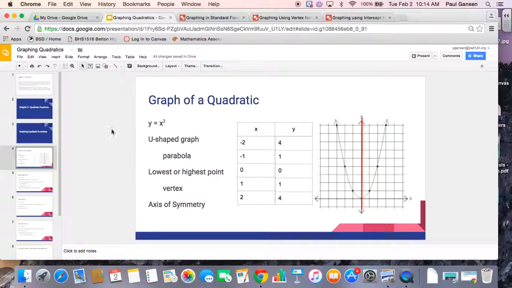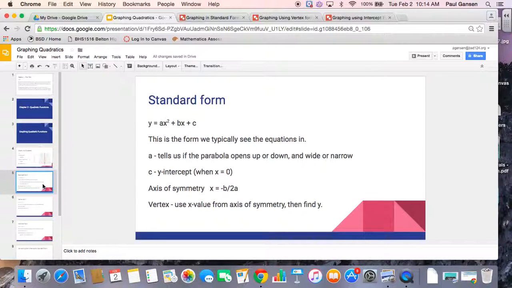So the first one that we're going to talk about is graphing in standard form. So this looks like this: y equals ax squared plus bx plus c. This is the form that we typically see equations in. There are a couple of other forms to talk about. We'll use this probably at least 80% of the time. A little bit of characteristics of this. A tells us if the parabola opens up or down, or if it's wide or narrow, and we'll get into that in a little bit.